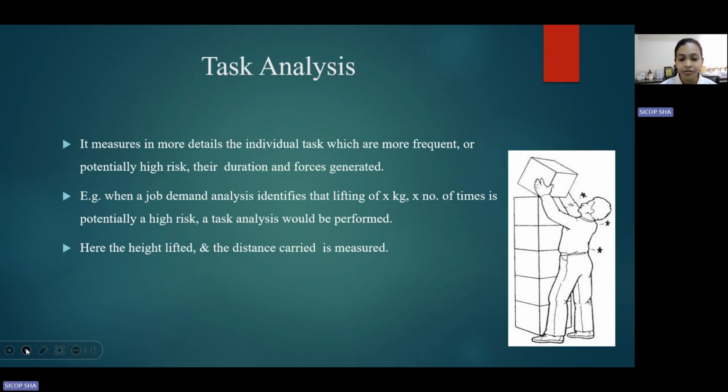Here, the height lifted and the distance carried is also measured. So, all the aspects of doing that physically demanding job are measured: the weight of the object that is being lifted, the distance for which it is being carried, and the height to which it is being lifted.